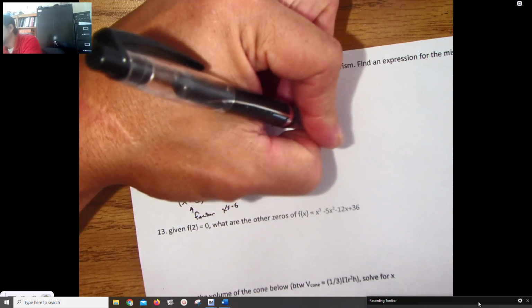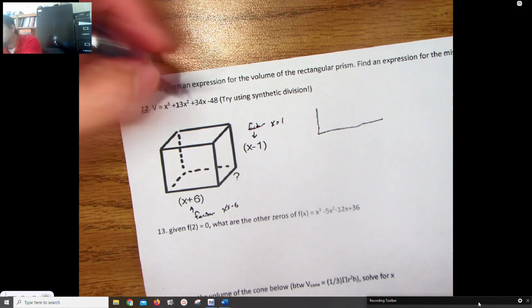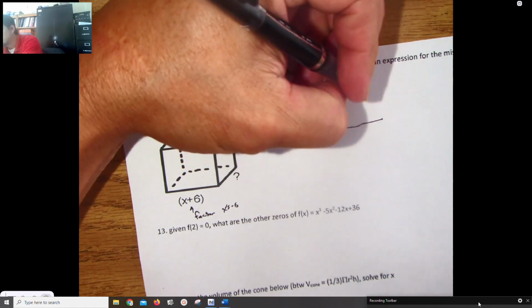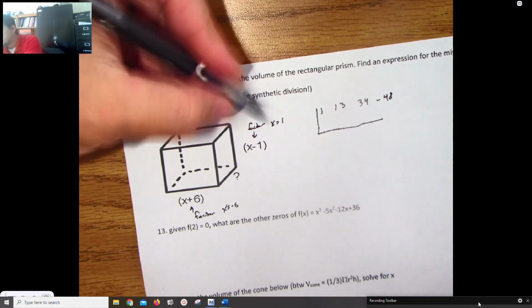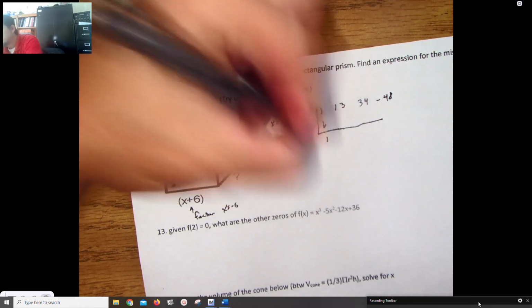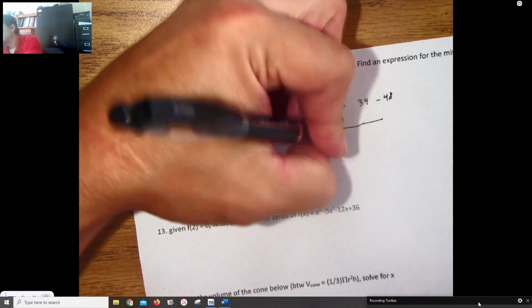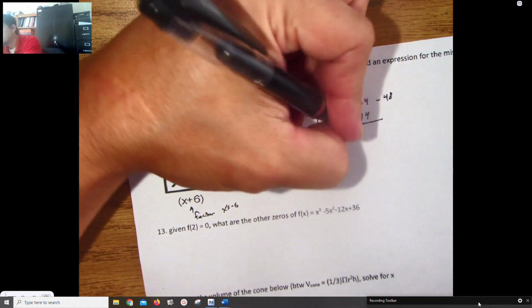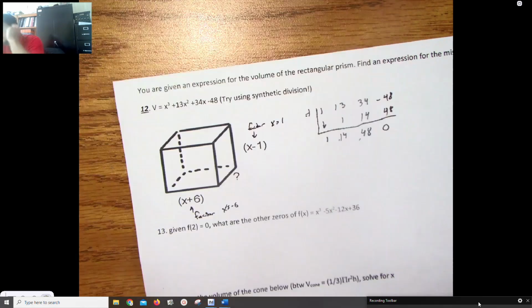And we're just going to do synthetic division. My coefficients here are 1, 13, 34, and negative 48. And I'm just going to pick the 1 first because the numbers are small. And I drop the leading coefficient. I multiply and I add. I multiply and I add. I multiply and I add. And I got a 0, as expected.